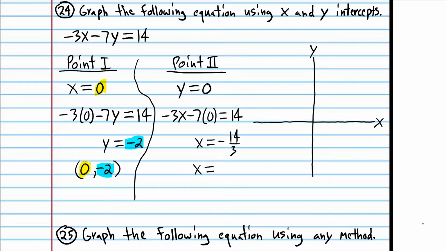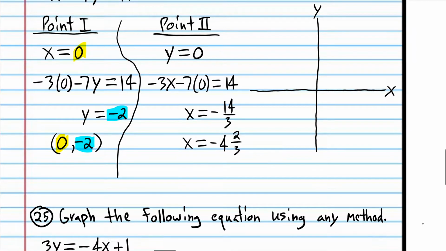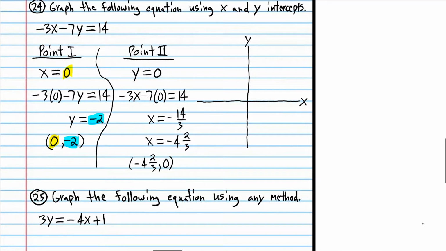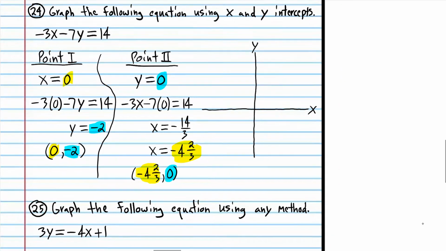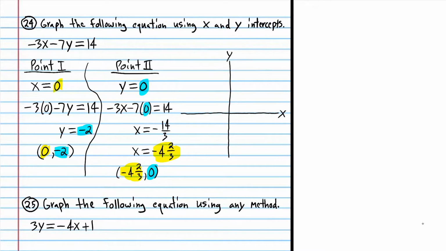But what does that mean? Well, to graph it, we need to change that probably into a mixed number. So 3 goes into 14 4 times, and there's a remainder of 2, so that's actually -4 2/3. So what that means is we found the point -4 2/3, 0, which is the x-intercept. So this is our x value, and this is our y value down here. Okay, so now that we have those 2 points, we can plot those 2 points.